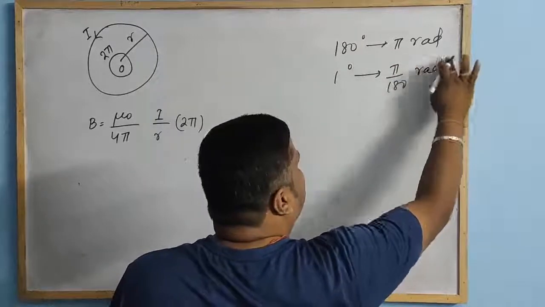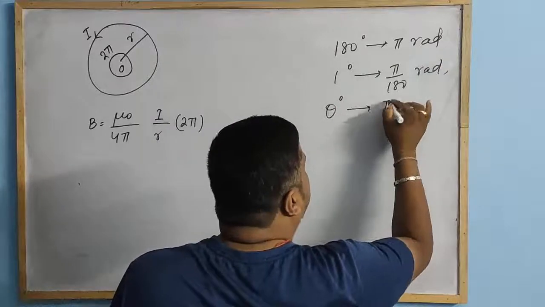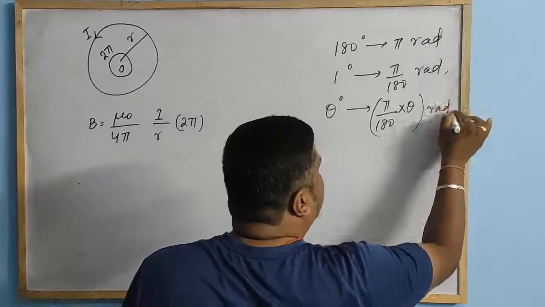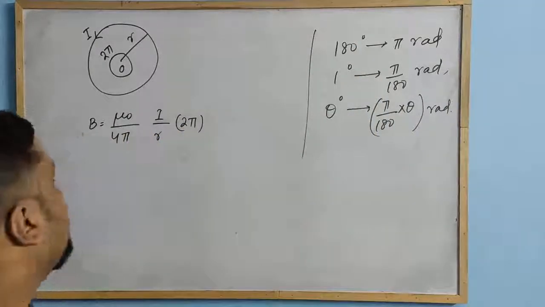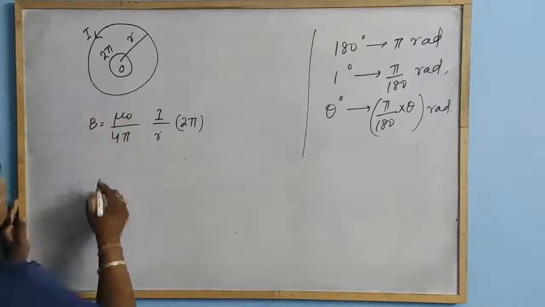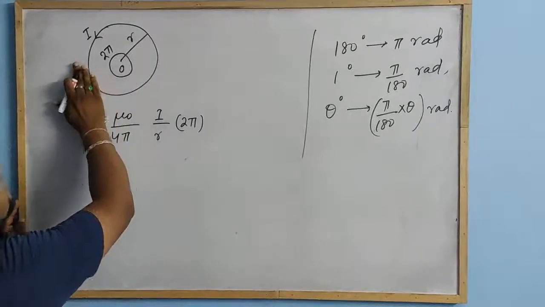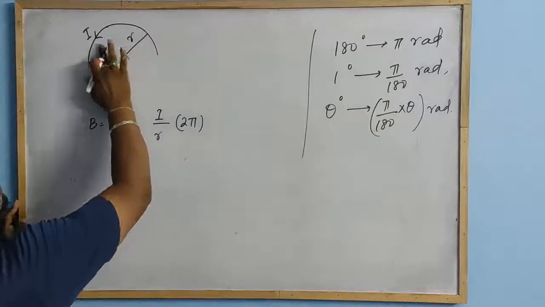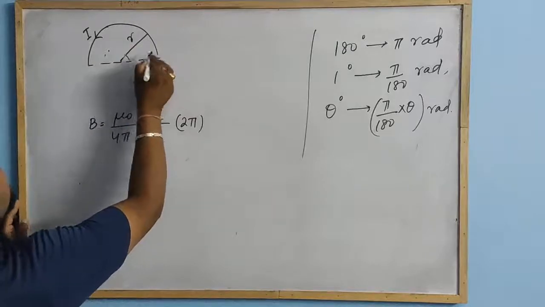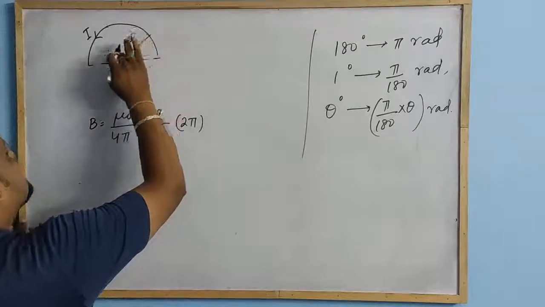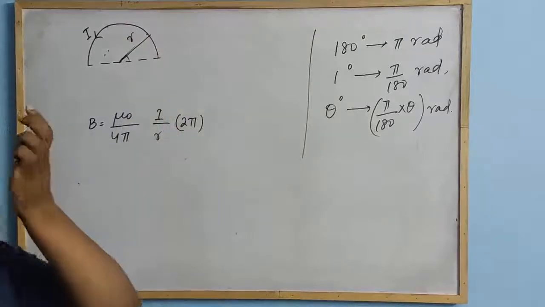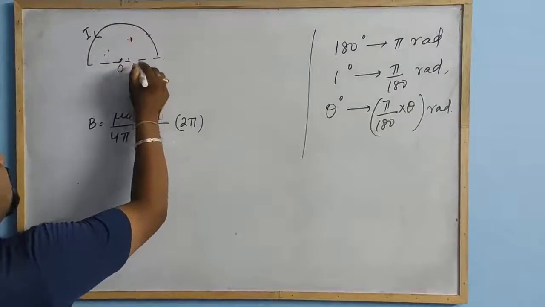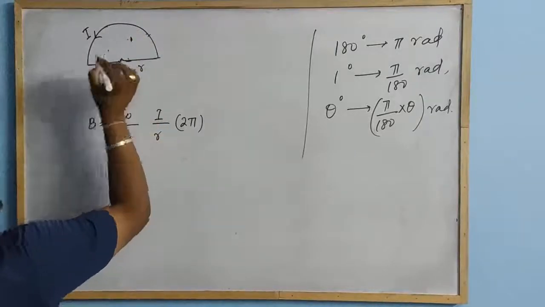If theta degree, then pi by 180 into theta, this much of radian. That relation you always remember. In the same case, suppose there is half of the loop. Circular coil, half of semicircle. It is a semicircle, like this. So for this semicircle, obviously this is center O, this is the radius R, and this is the R.